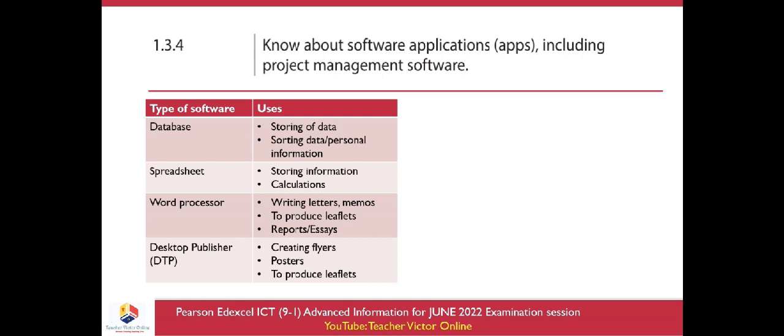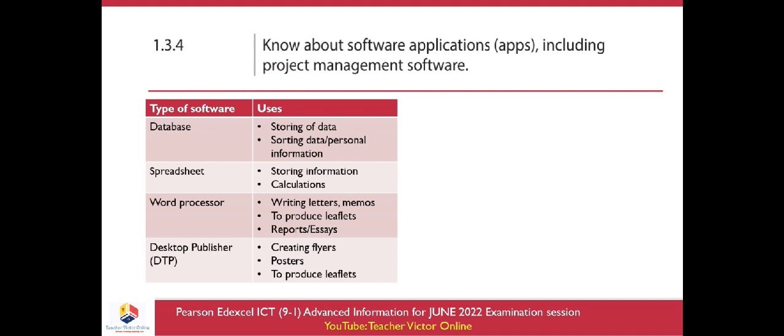Number one, database software. Database is used for storing data, sorting data, and personal information, among other uses. Spreadsheet software, that's number two, is used for storing information and performing calculations. We have number three, word processor, also called word processing software. These are software that are used for writing letters, memos, and also used to produce leaflets and reports and essays. This is the most used application software in Microsoft Office and in all applications.